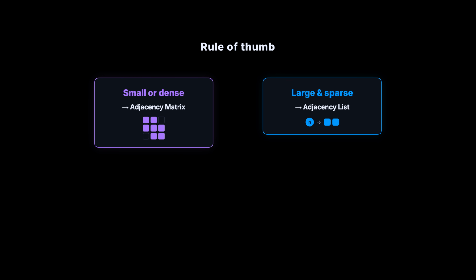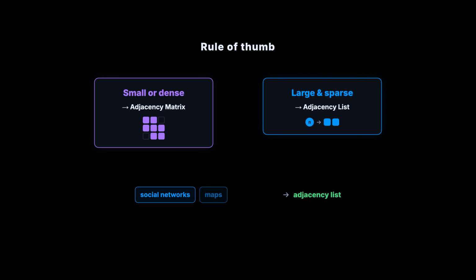So here is the simple rule of thumb. If your graph is small or dense, meaning most nodes are connected to most others, the adjacency matrix is great. But if your graph is large and sparse, which is most real-world graphs, the adjacency list is the smarter, lighter choice. That is why social networks, maps, and the internet almost always use adjacency lists under the hood.